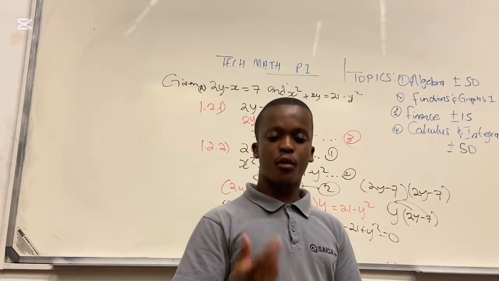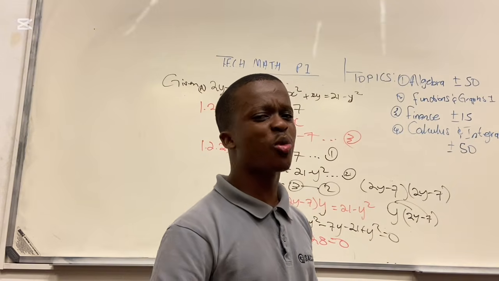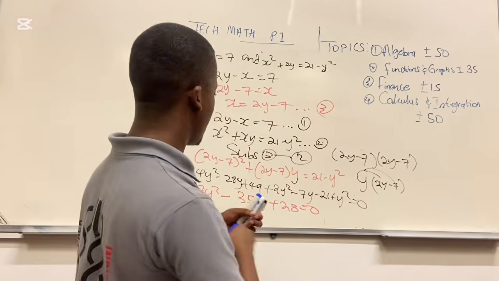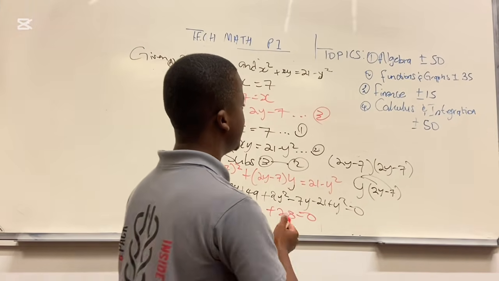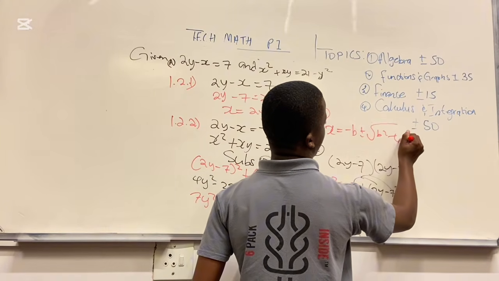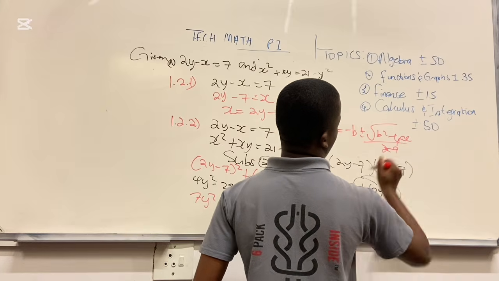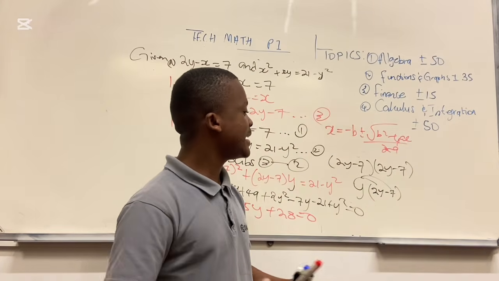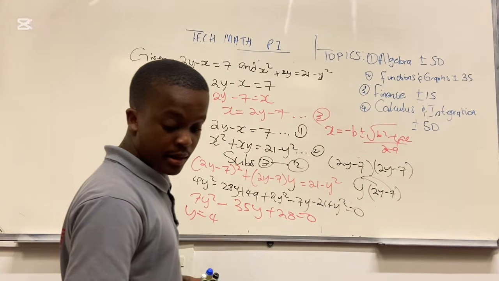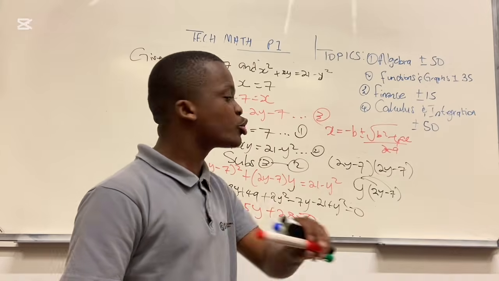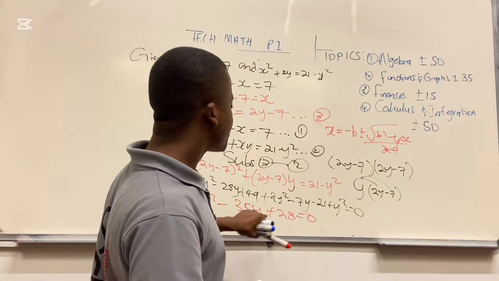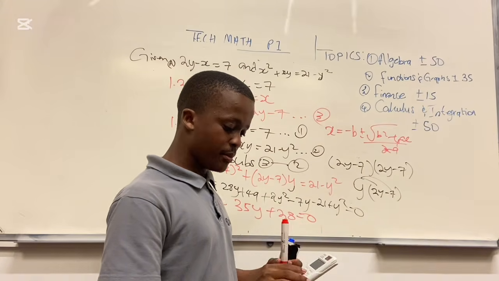Now from here, you can go to your quadratic formula. Don't stress yourself, just use your quadratic formula. What is our quadratic formula? x is equal to negative b plus or minus the square root of b squared minus 4ac, all over 2a. Now we substitute a, b, and c. What do we get there? We will get y is equal to 4. You are going to substitute into the formula and then you give us the answer.